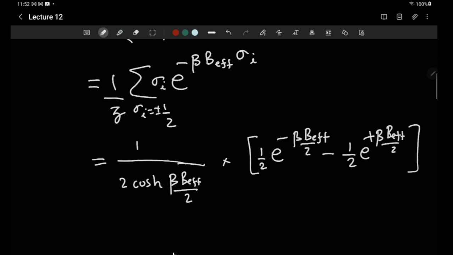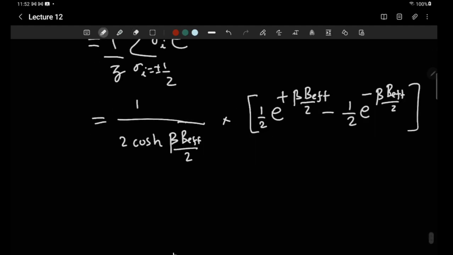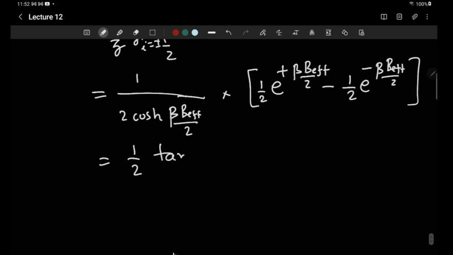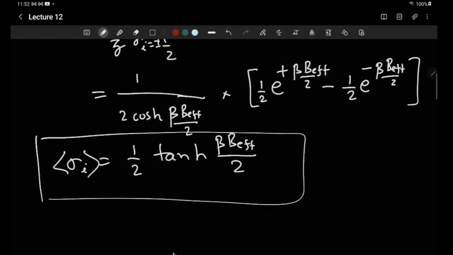Did I get the sign right? When sigma i is plus half, sorry, minus, so this is a mistake which even people made earlier. So you can see that this is for up to this half. Is this clear?